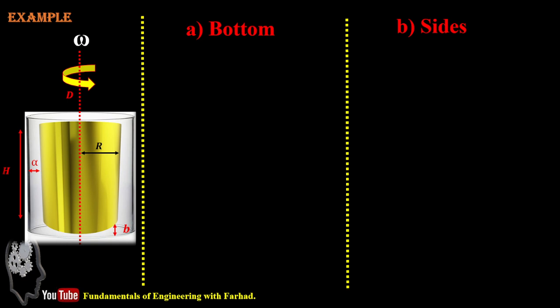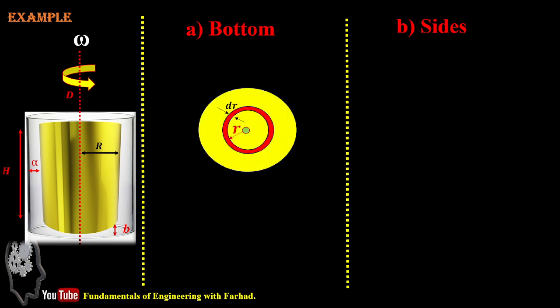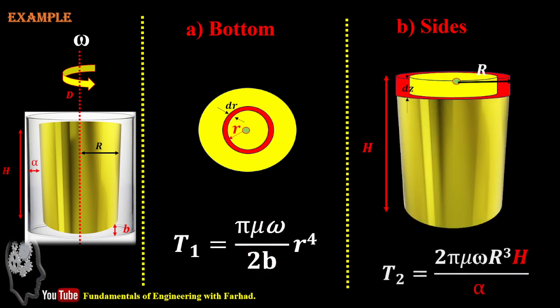And for making a comparison between bottom and side torsion due to shear stress, we have T1 for the bottom, that's pi mu w over 2b times R to the fourth, and for the side, the torsional torque is 2 pi mu w R cubed h over alpha. Thank you. We'll solve more problems.